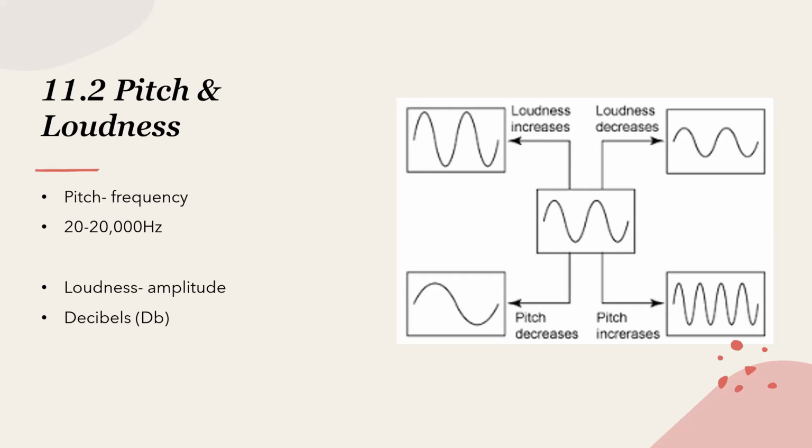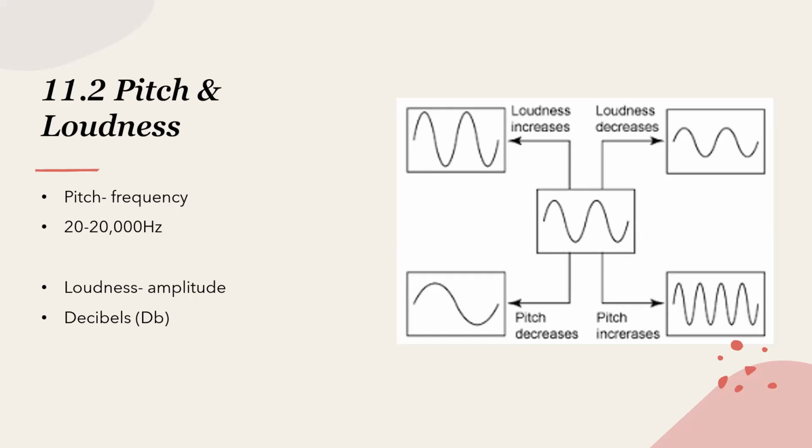Let's move towards loudness. Now, you've heard loudness, you know what loud means. So obviously, a loud sound has more energy than a soft sound. So we can describe sounds as loud or soft. Now, loudness is measured in decibels, which has a symbol of dB, and loudness depends upon amplitude.